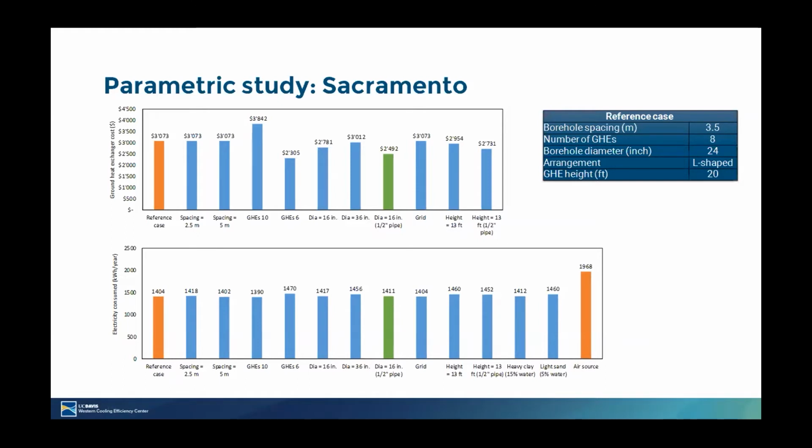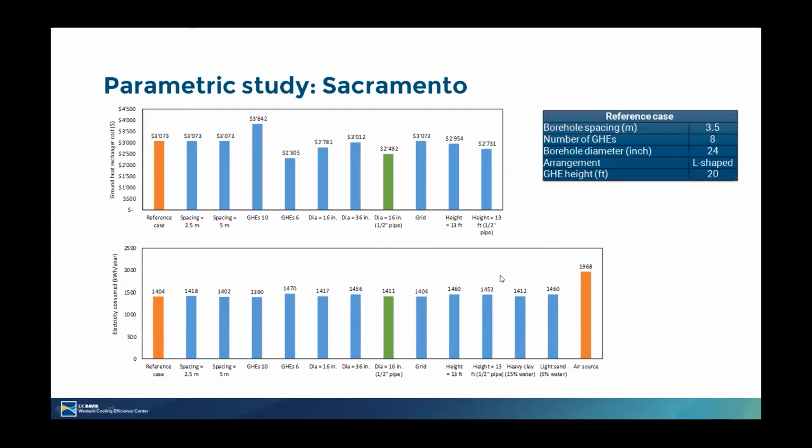Additionally, the 16-inch diameter GHEs and the GHEs that have a height of 13 feet are traditionally installed with a 1/2-inch pipe. So the pipe size is 3/4 inch for all these cases except this case and this case, which are 2 additional cases in which the pipe diameter is 1/2 inch. Now we see that for all these configurations, the air source heat pump consumes more electricity than the ground source case.